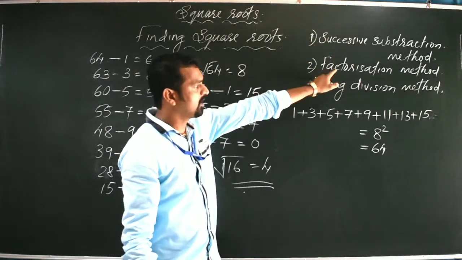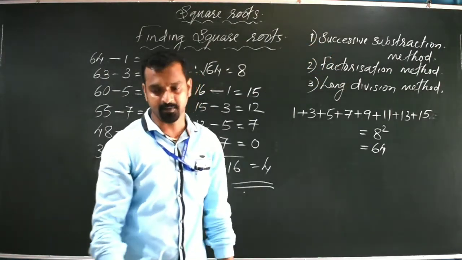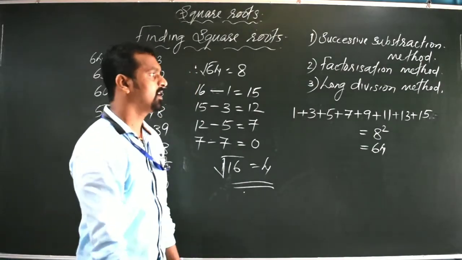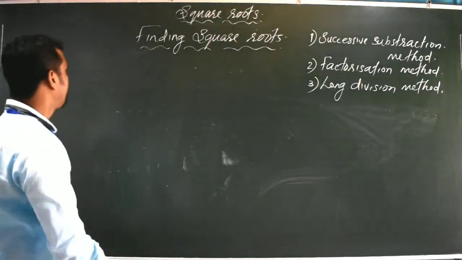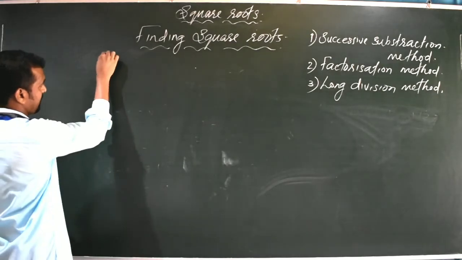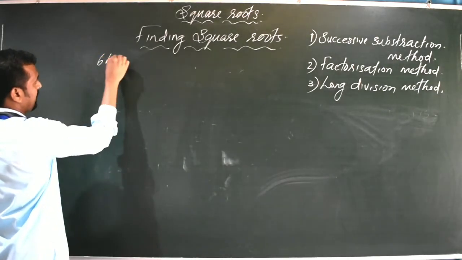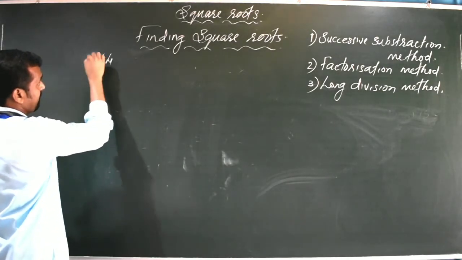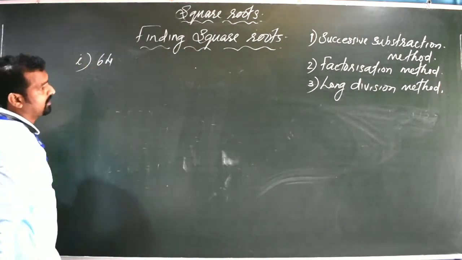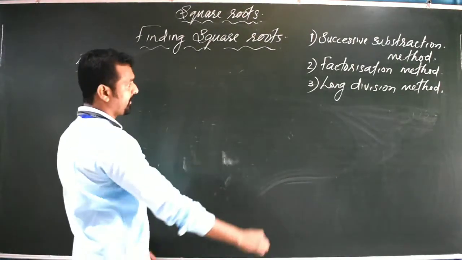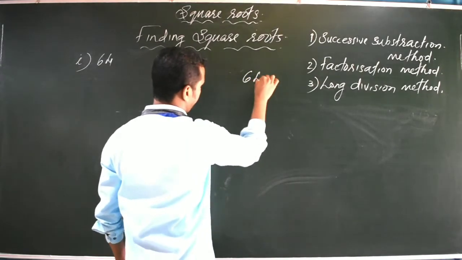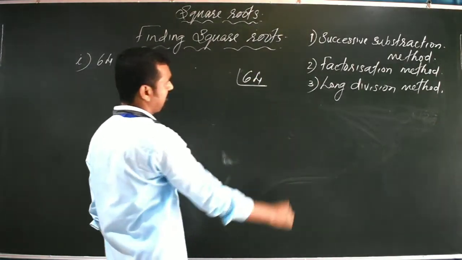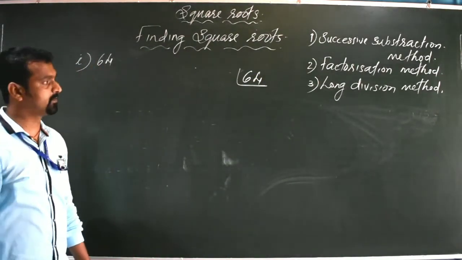Okay, now we will study the factorization method. How can we find the square root of a number by the factorization method? Find the square root of 64 by the factorization method. In the factorization method, we have to factorize 64.